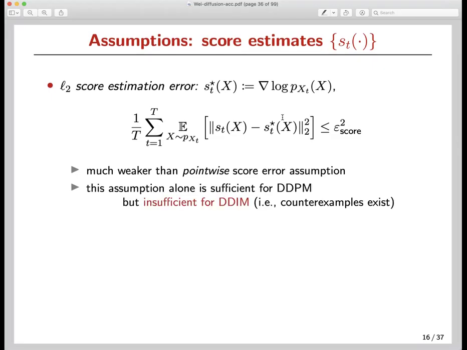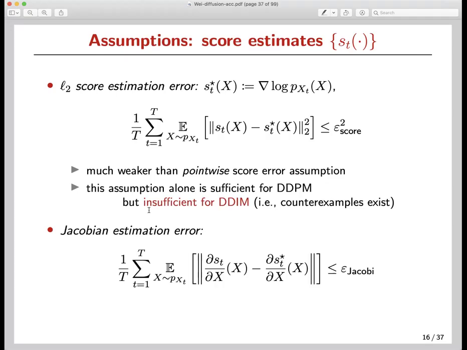This assumption alone is already sufficient to analyze DDPM, as I will show later, but it is insufficient for DDIM. To understand the behavior of DDIM, we need another assumption, which is that the Jacobian estimation error of your score is also bounded by some epsilon, which we call epsilon Jacobian. This means that your score estimate cannot be too crazy. It needs to have some kind of regularity.